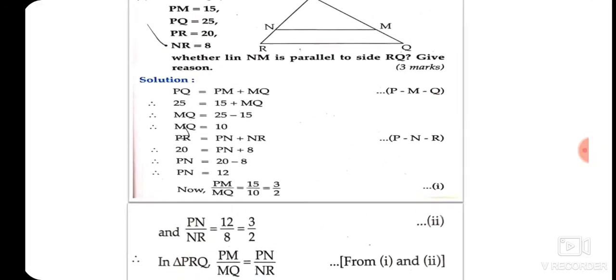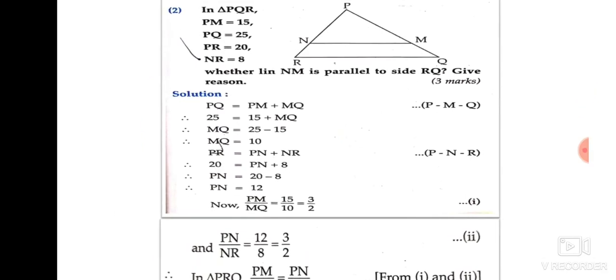Now we go to the second sum. Observe the figure very carefully. Now in triangle PQR, PM is given to be 15, PQ is given to be 25, PR is given to be 20 and NR is given to be 8. We have to find whether the line NM is parallel to side RQ. Give reason. We have to find whether NM is parallel to RQ.